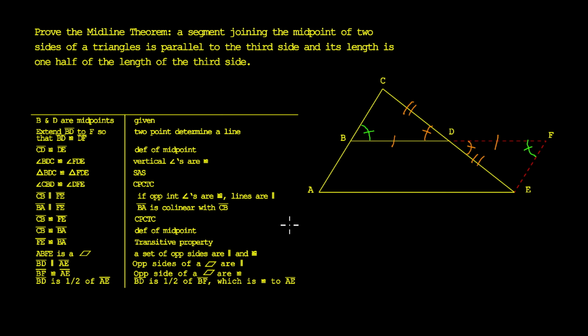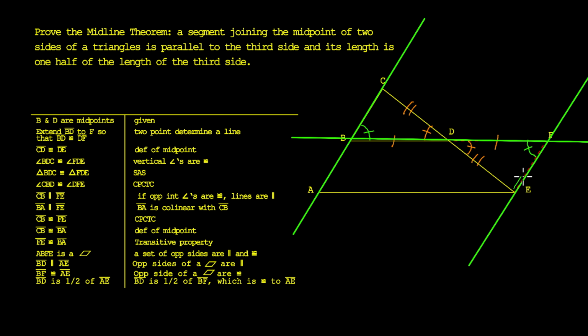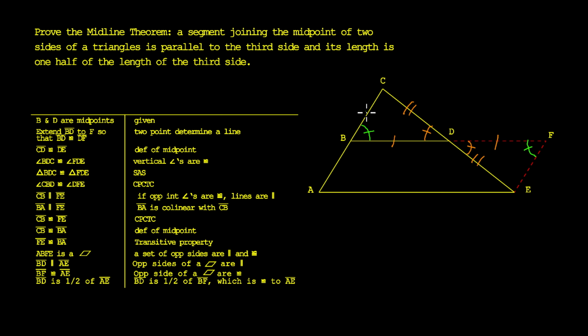So to assist in the visualization of this, let's extend CA and let's extend FE. And then we have transversal BF right here. The opposite interior angles make a Z. So you can see the Z in here. So then these are the parallel lines out here and out here. Therefore, CB is parallel to FE.